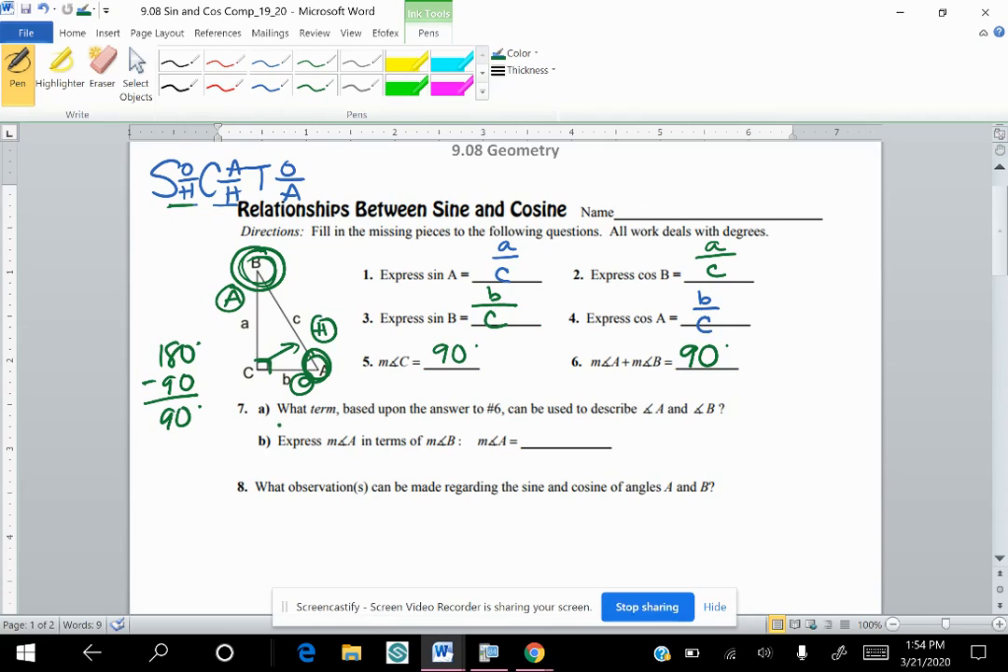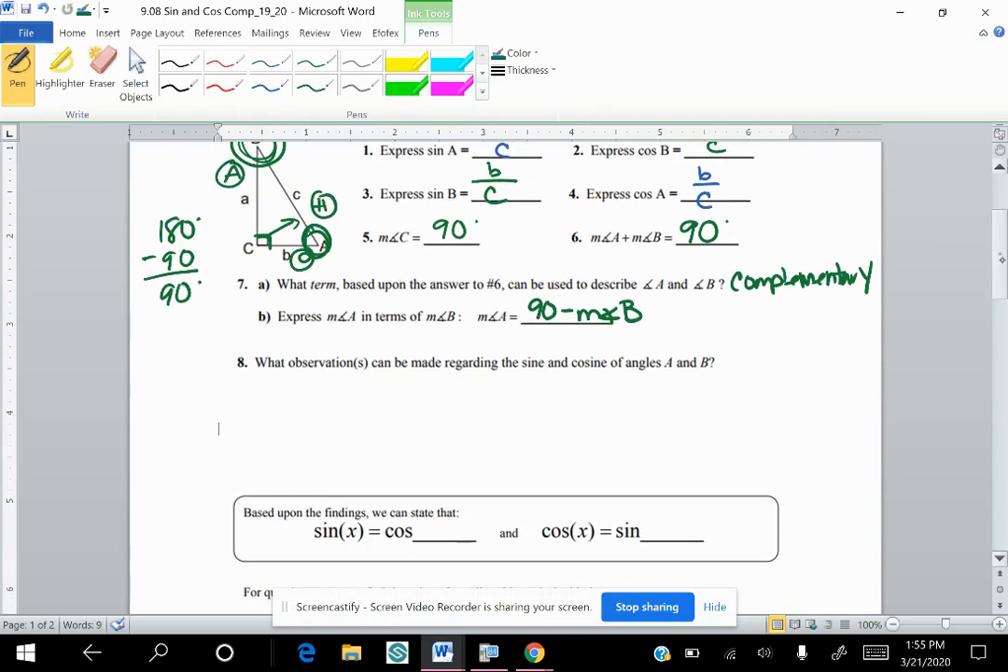Part number 7 says, what term based upon the answer to number 6 can be used to describe angle A and angle B? Well, if angles add to 90, then they are complementary. Express angle A in terms of angle B. So measure of angle A would be 90 minus the measure of angle B. So if B was 30, I would do 90 minus 30 gives me 60.